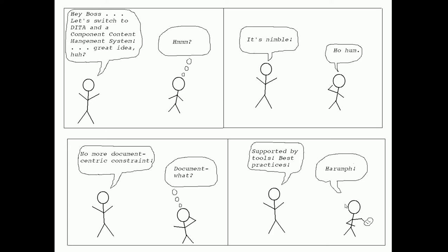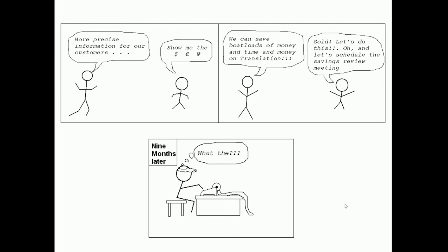So, you know, the technical writer may say, hey boss, let's switch to DITA and a content management system. Great idea, huh? And the boss is unimpressed. It's nimble. The boss says, well, whatever. No more document-centric constraint. And the boss scratches his head saying, what on earth are you talking about? It's supported by tools and best practices, and the boss has become kind of bored by this time. And a more precise information for our customers. And the boss finally says, just show me the money.